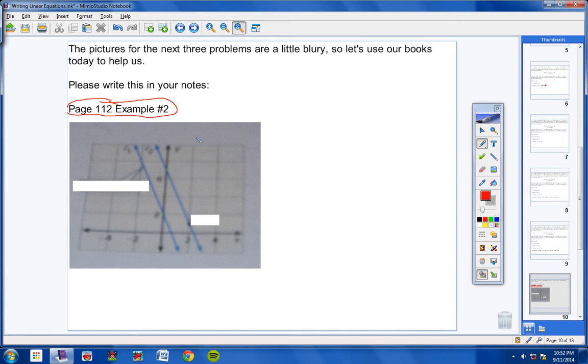You don't need to copy this graph down. It's in your books. All that you need to write down is page 112, example number 2. It's very important you write this in your notes because that way you'll know where your notes came from. And then go ahead and turn your books to page 112, example number 2.